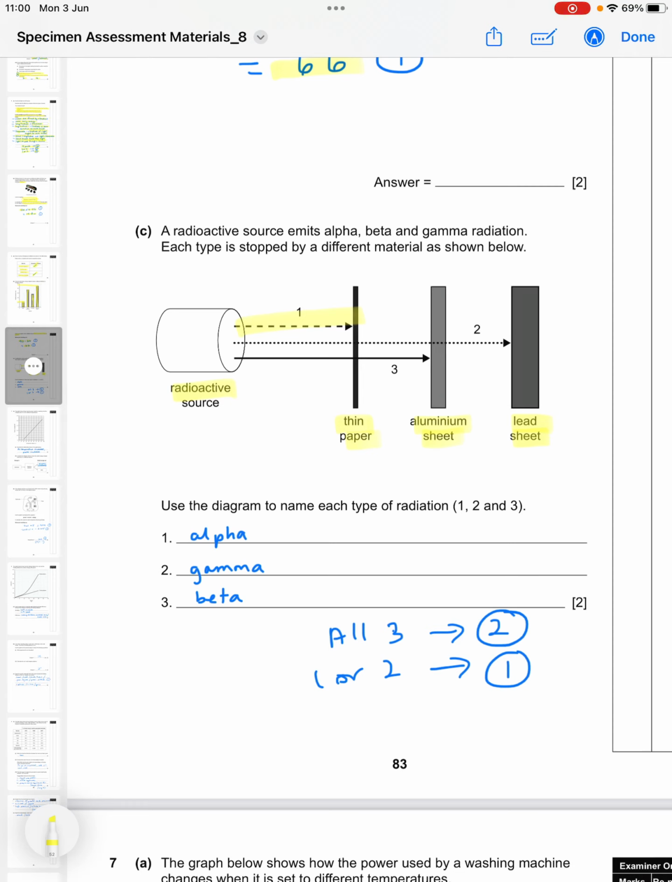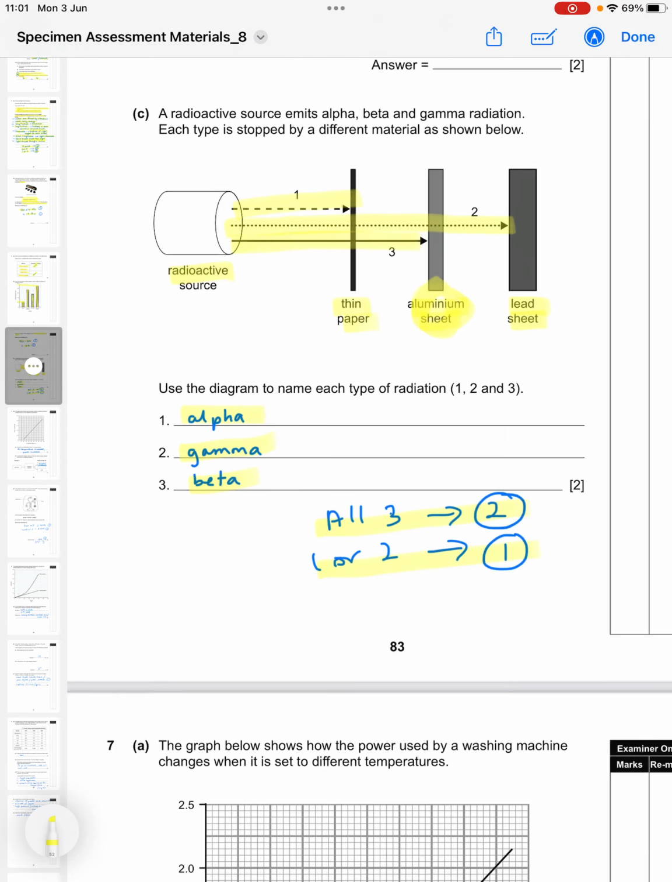So 1 is the one which is stopped by thin paper, that's alpha. 2, just be careful, goes all the way through the aluminium sheet and the lead sheet. You might just assume it was stopped by the second thing, but it's not. It goes all the way to the lead sheet, so that means it's gamma. And then the one which is stopped by the aluminium sheet here is beta. So all 3 of those would have got you 2 marks, and if you only got 1 or 2, you just got 1 mark.